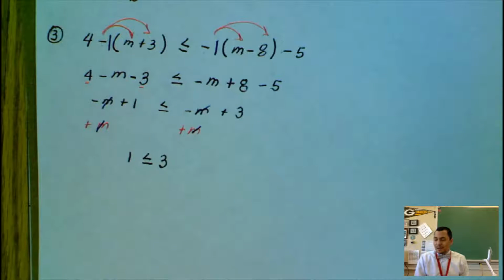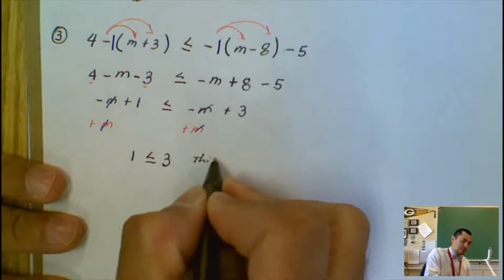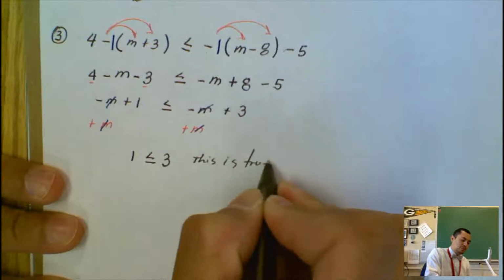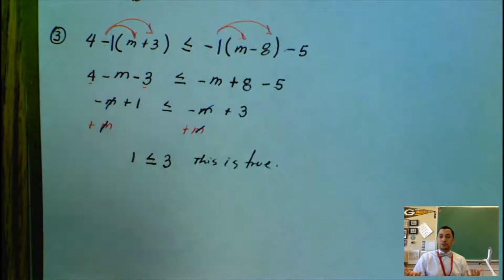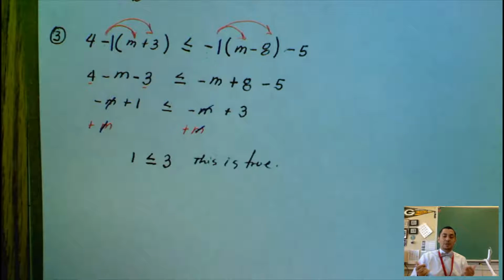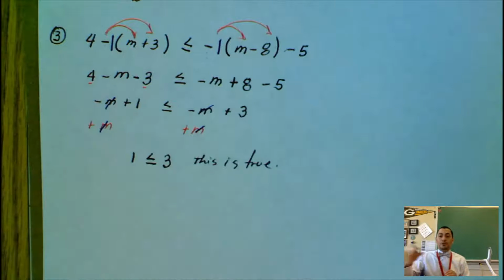Now, what we're going to do in this case is just look at the inequality. Is 1 less than or equal to 3? That's a true statement. I'm going to say this is true. So in this case, what is the solution? Because I don't have a variable. So the solution is all real numbers.